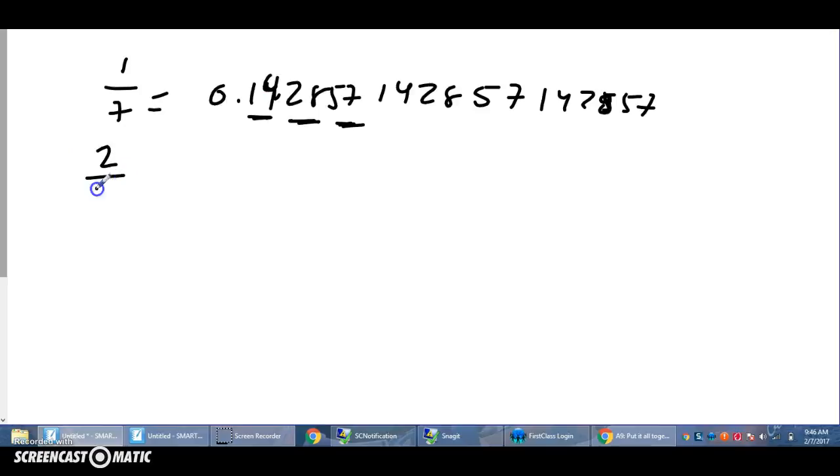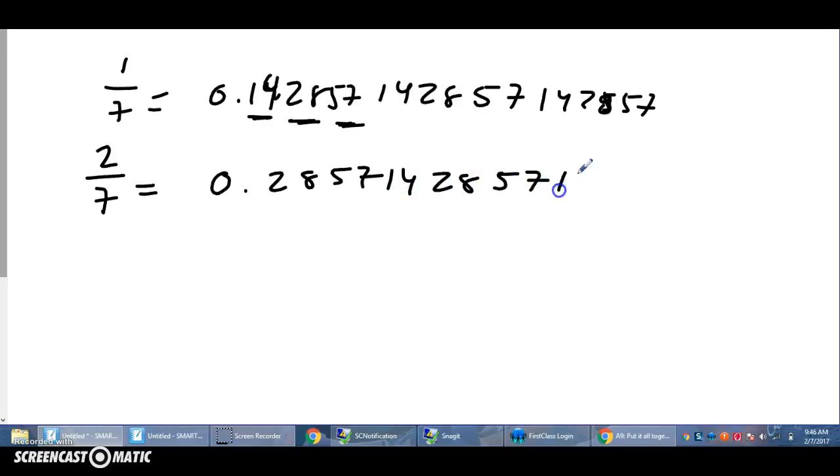But here's where it gets crazy. 2/7 is 0.285714, 285714. Repeating and repeating. So it's the same numbers. So you got these digits here, 142857. And then 1/7 starts with the lowest of these numbers, which is a 1. 2/7 starts with the second lowest of these numbers, which is a 2. And it just keeps going.